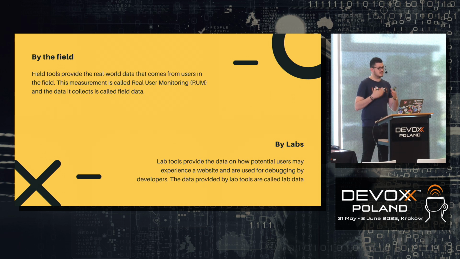So the second way to retrieve the user experience is by lab. Lab tools provide data on how potential users may experience a website and are used for debugging by developers. The data provided by lab tools is called lab data. Also, it's a big definition, but in other words, lab tools give you the possibility to emulate the user experience. So lab tools are just dev tools present to help you emulate the user experience.